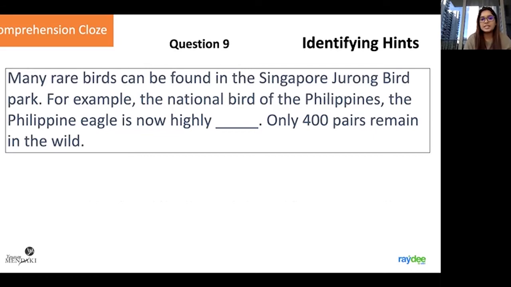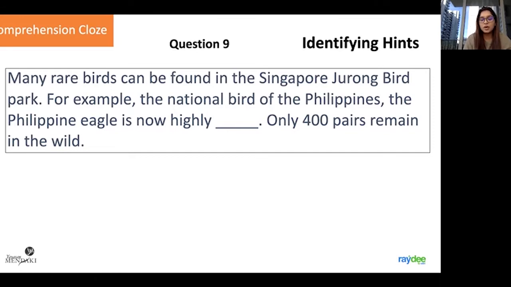Many rare birds can be found in the Singapore Jurong Bird Park. For example, the national bird of the Philippines, the Philippine eagle, is now highly what? Only 400 pairs remain in the wild. Now, for this extract, you need to ask the students this question. What does this extract mean by rare birds? Okay, so rare birds are birds that cannot be seen or found easily.